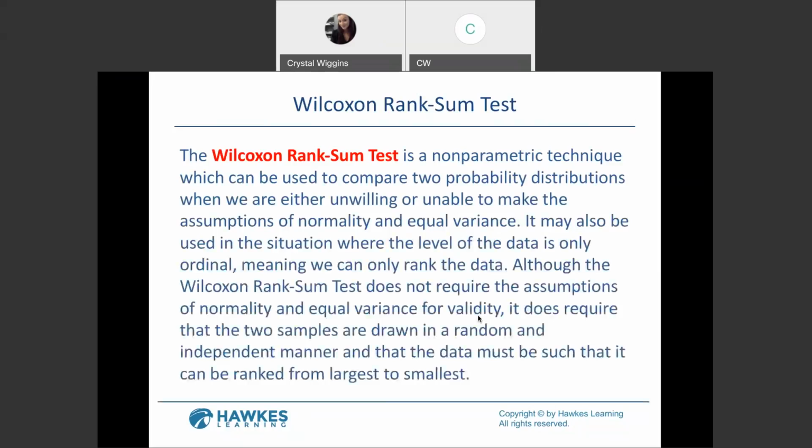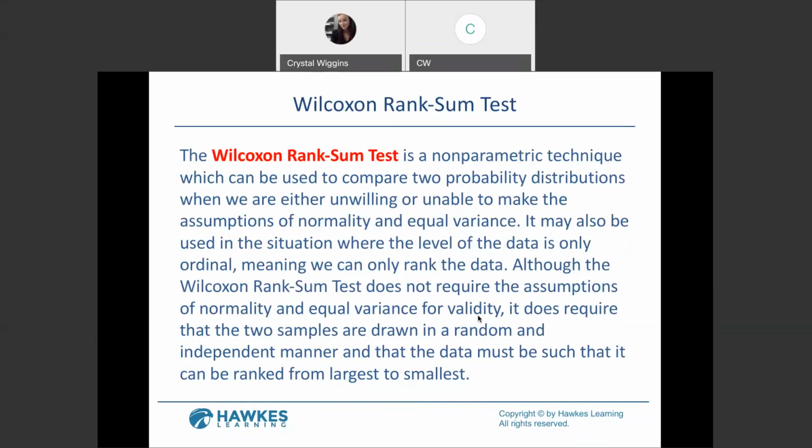The Wilcoxon rank sum test is a non-parametric technique which can be used to compare two probability distributions when we are either unwilling or unable to make the assumptions of normality and equal variance. It may also be used in the situation where the level of the data is only ordinal. So we're breaking it down now from fully quantitative to categorical data that can be ordered, meaning we can only rank the data.